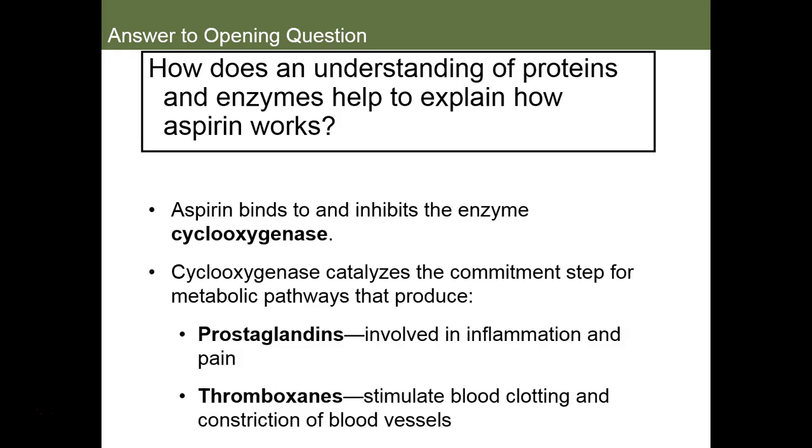Okay, if you remember at the start of Chapter 3 in our last lecture, we opened up with the question, how does an understanding of proteins and enzymes help to explain how aspirin works? Well, we may not realize it, but we have enough information to answer this very question. Aspirin binds to and inhibits an enzyme called cyclooxygenase. Why is this important, you may be asking yourself? Well, it just so happens that cyclooxygenases catalyze the first step in the metabolic pathways that produce prostaglandins, which cause inflammation and pain, and thromboxanes, which stimulate blood clotting and constriction of blood vessels. And as you know, pain is bad.